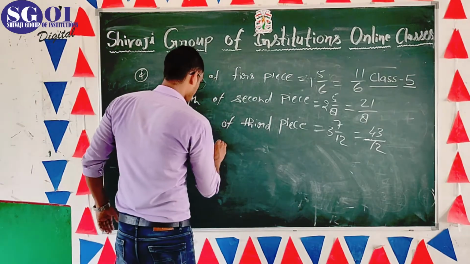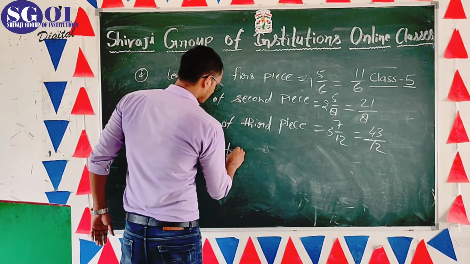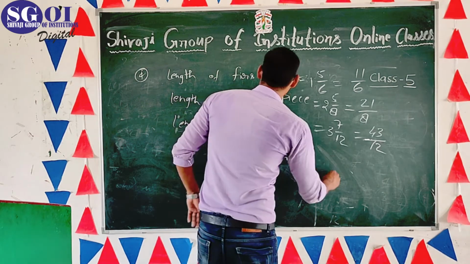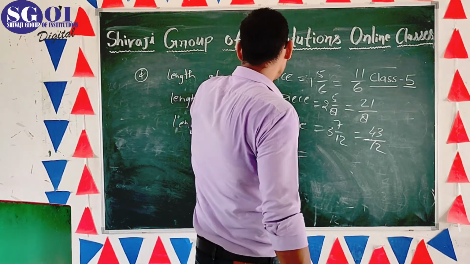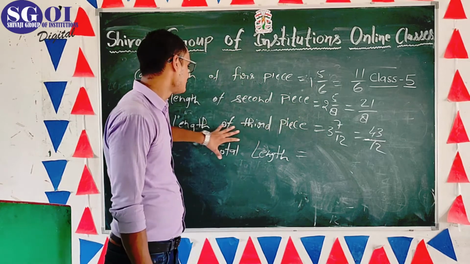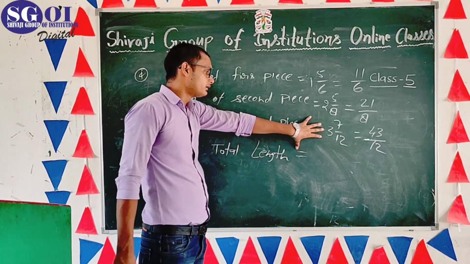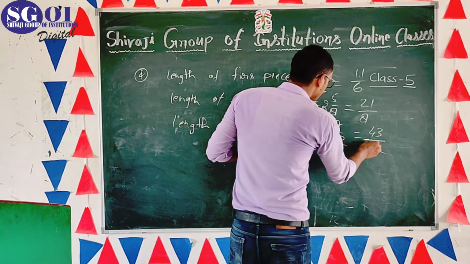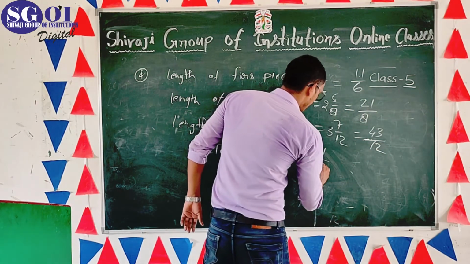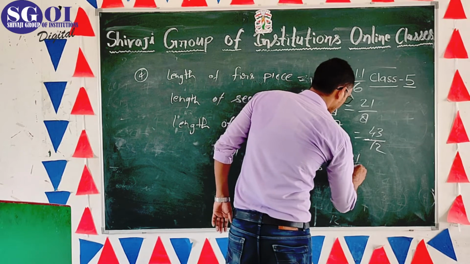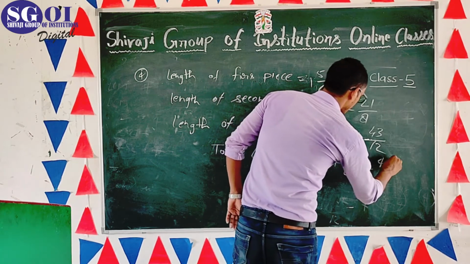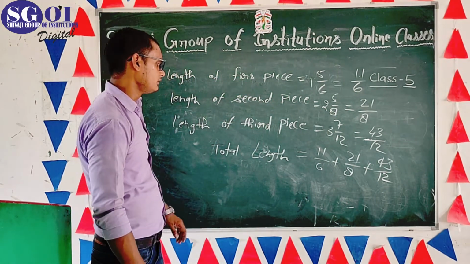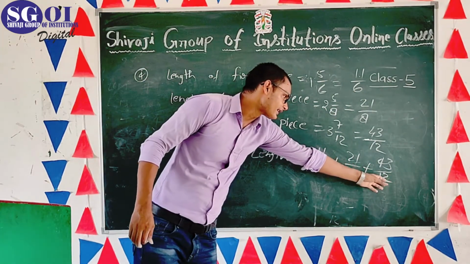Means total length is equal to length of first piece plus length of second piece plus length of third piece. Means we have to add all the fractions: 11/6 plus 21/8 plus 43/12. Okay, understood? Now add all these fractions.